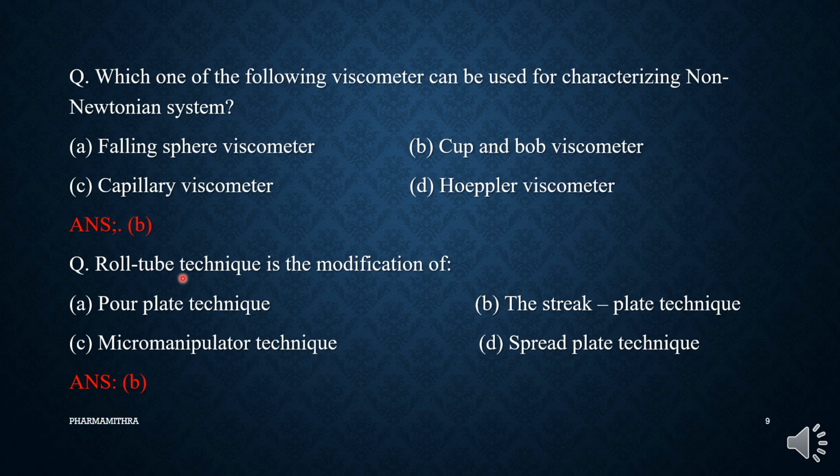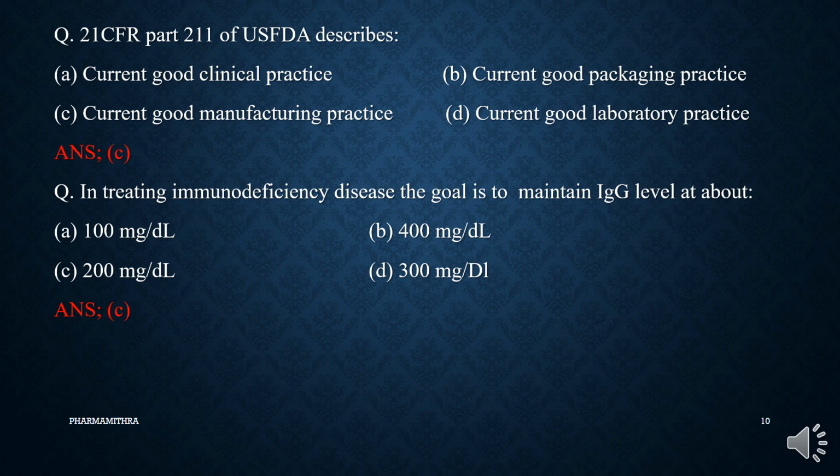Next question, the roll tube technique is a modification of... again from the microbiology, biotechnology chapter. The roll tube technique is a modification of the streak plate technique. This is utilized to isolate the stringent anaerobes, that is, microorganisms that grow only in the anaerobic condition. So the roll tube technique is the modification of the streak plate technique. Option B is the right answer.